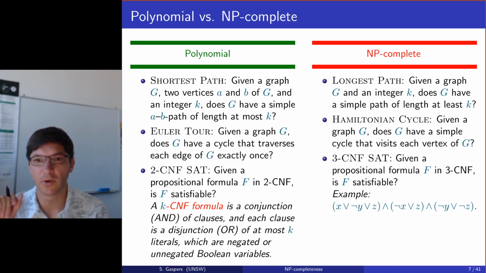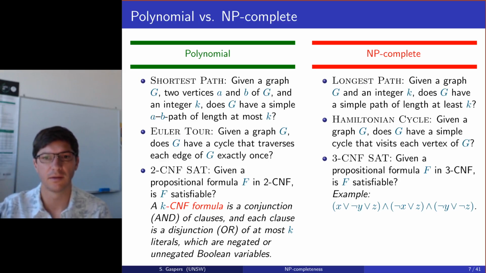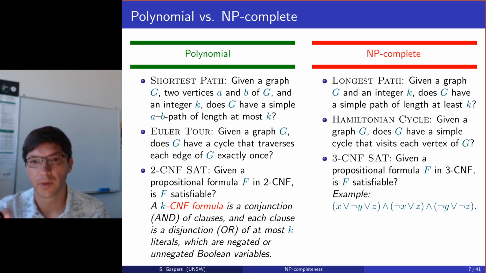The next example is Euler tour. So given the graph G, does G have a cycle that traverses each edge of G exactly once? And here we can obviously intersect, the cycle is allowed to intersect itself. But can we make it such that each edge is traversed exactly once? So that's a polynomial time problem.